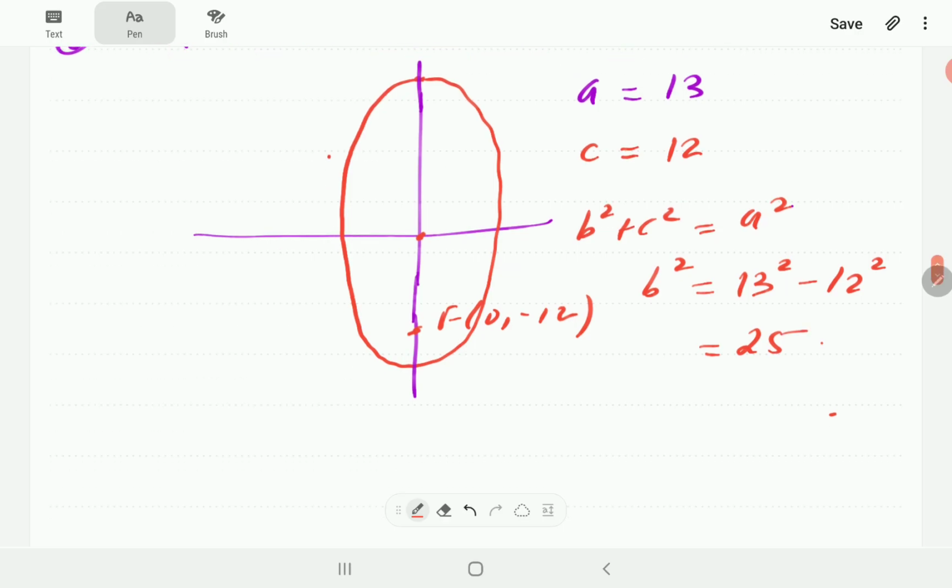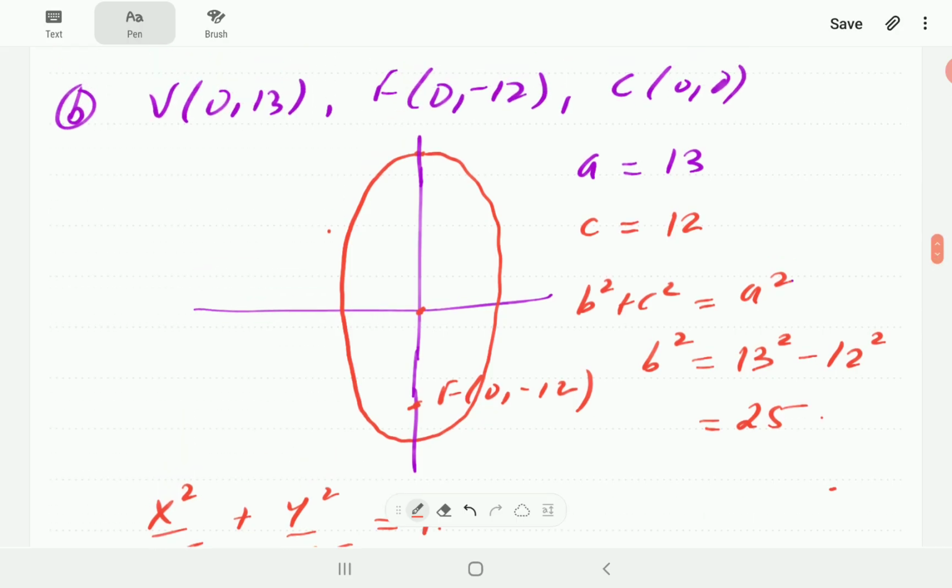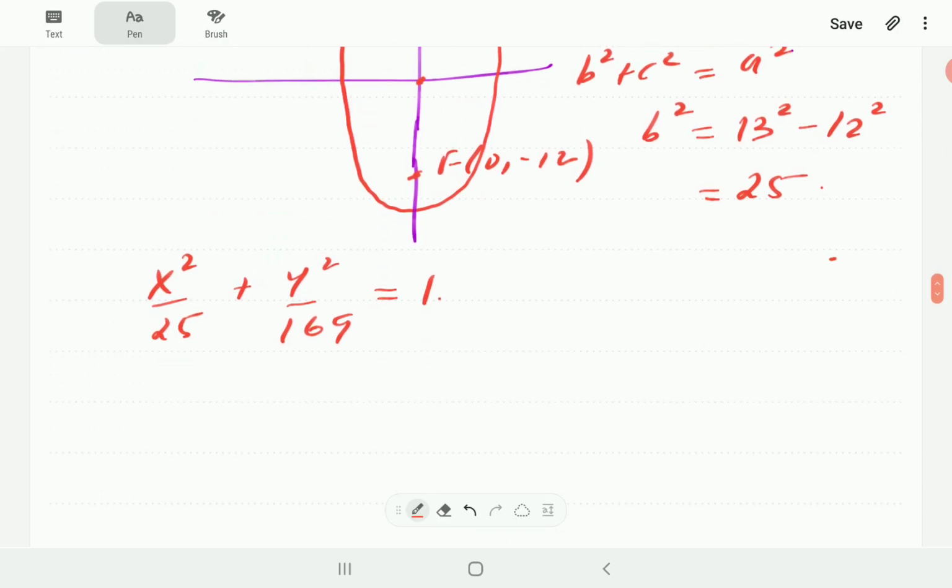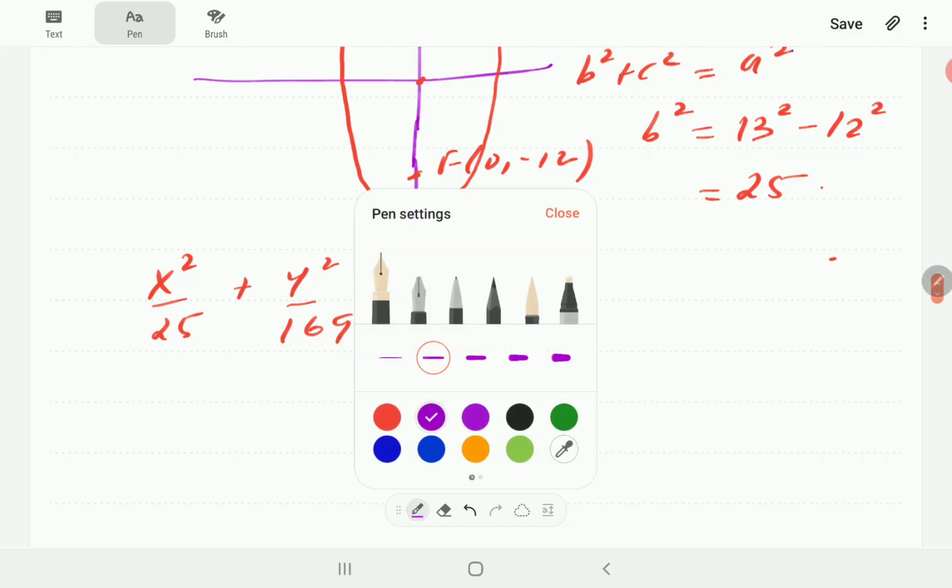So once we've got a and b, we can now write the equation. Remember, this time a squared is going to be dividing the y squared term. So it's going to be x squared over 25 plus y squared over 169 is equal to 1. Alright, then we go to example number C.